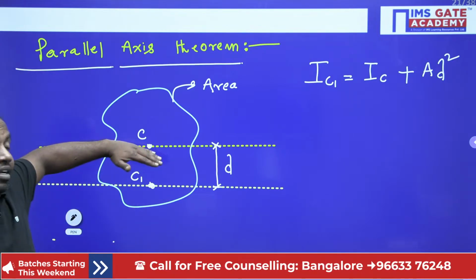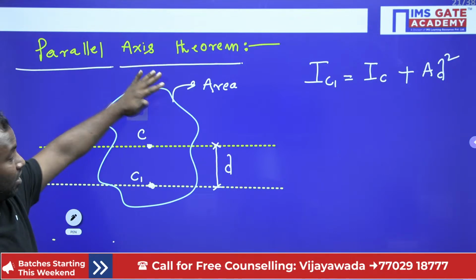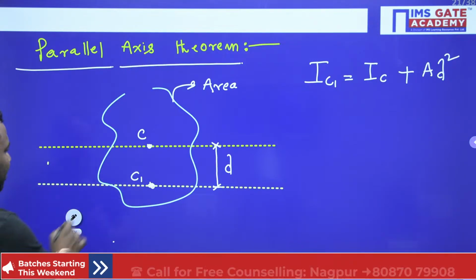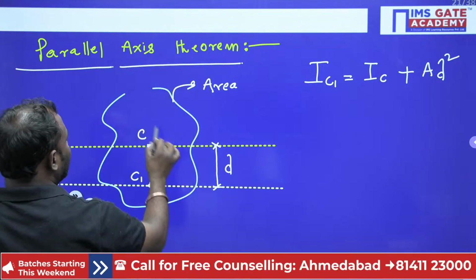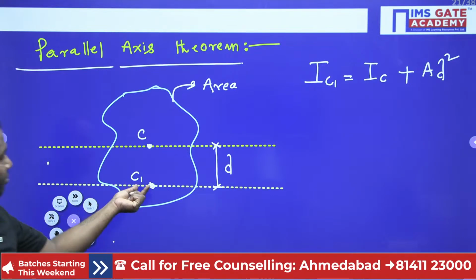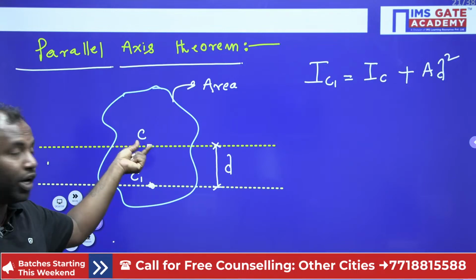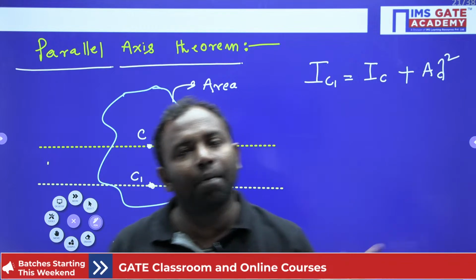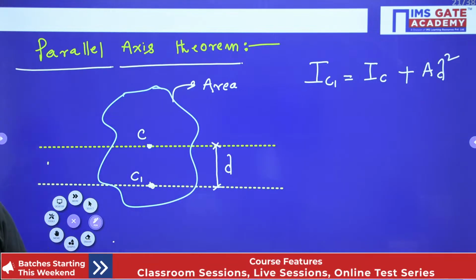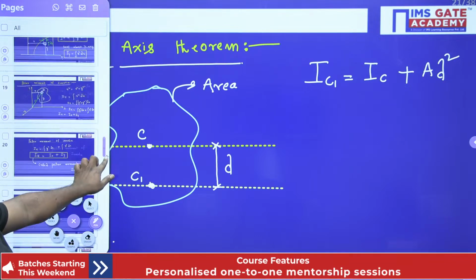If you know the moment of inertia for this area about this point, and you want to calculate the moment of inertia about another axis, then you can write the parallel axis theorem: moment of inertia about this point is equal to the moment of inertia about the centroid plus area into d square. In this case we can apply it in solving problems. Hope you understand, guys. Now I'll give you some examples of how to calculate the moment of inertia.